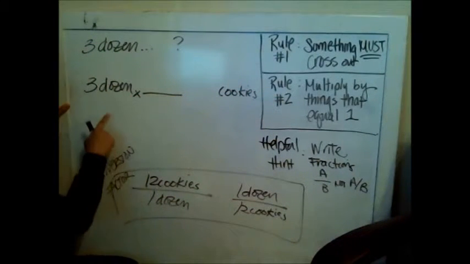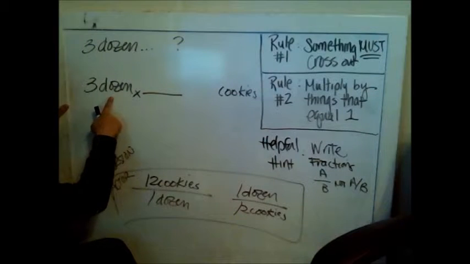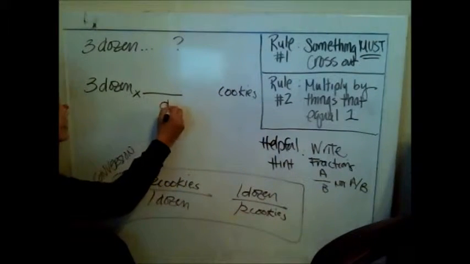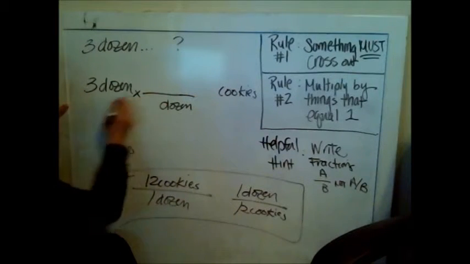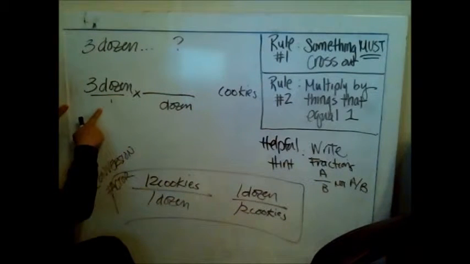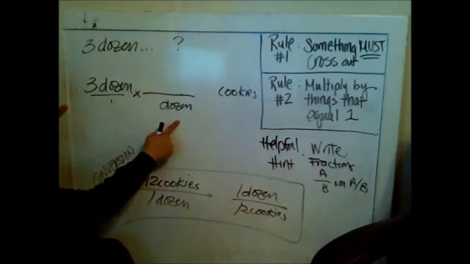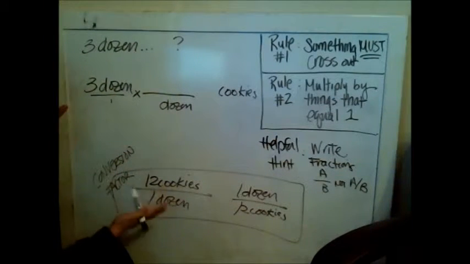So I follow my rules and I say dozen is currently on the top. Rule number 1 says something must cross out. So the word dozen must go on the bottom, all right? Because when I have something on the top and on the bottom, and I can force that to look like a fraction if that helps you out, then I can cross it out, just like when it's happy face or 2 or whatever it is.